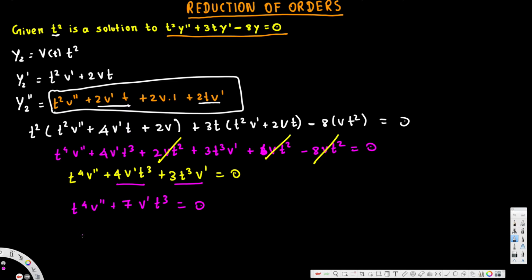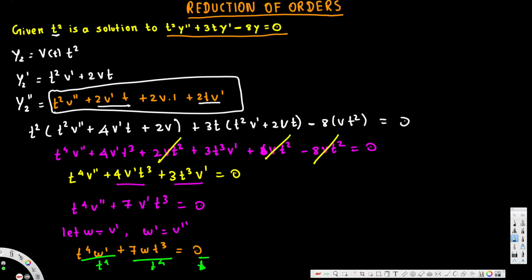In reduction of order, we introduce another term w and set it equal to v prime. If w is equal to v prime, then w prime is equal to v double prime. Then we substitute in this equation: instead of v double prime we write w prime, and instead of v prime we put w. So t power 4 w prime plus 7w t cube is equal to 0. Now w prime can be written as dw by dt, and to bring this into standard form we can divide everything by t power 4.